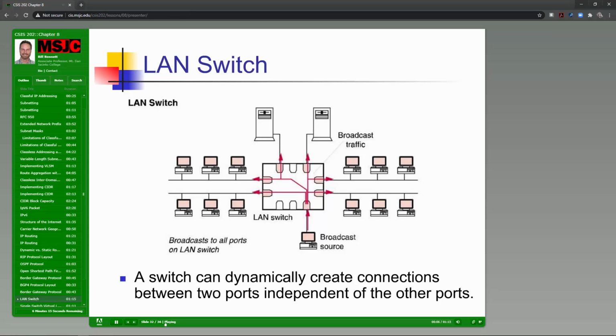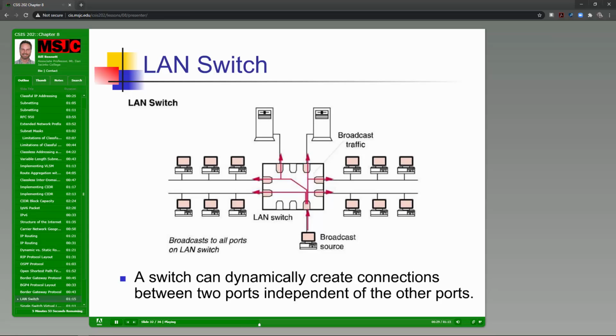To finish up this chapter, we're going to take a look at some topologies that use LAN switching devices. In our first scenario here, what they're showing you is that we have several different workstations all connected to a single LAN switch, and so they can all communicate with each other, and when one of those devices broadcasts, it can send to all ports.